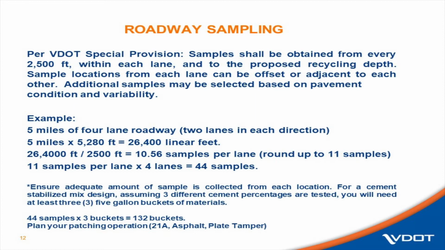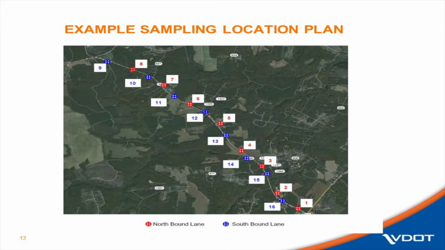That's a lot of material. That's not one pickup truck, and that's a lot of stuff to go back in the roadway. So your consultant firm needs to plan accordingly for this operation. It can be a little overwhelming if you're not in front of it. And again, patching. Do you have enough 21A asphalt and a plate tamper to go back in all these holes once you've taken out your asphalt and soil? This was a job we did a couple years ago in William County, Route 30, and the consultant came to us with their sampling plan for us to approve.